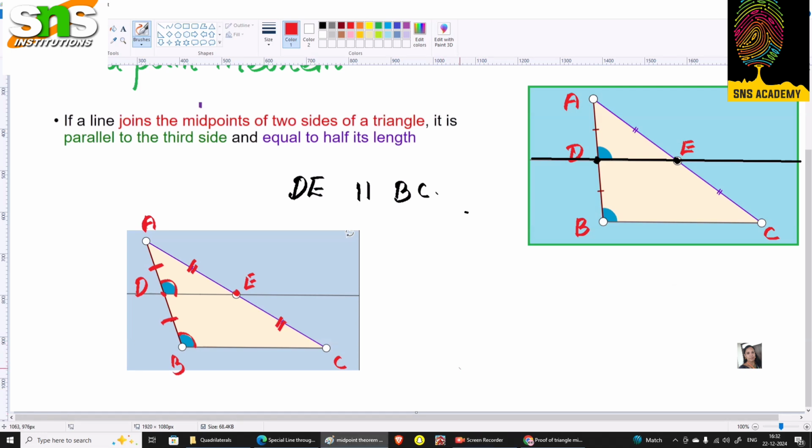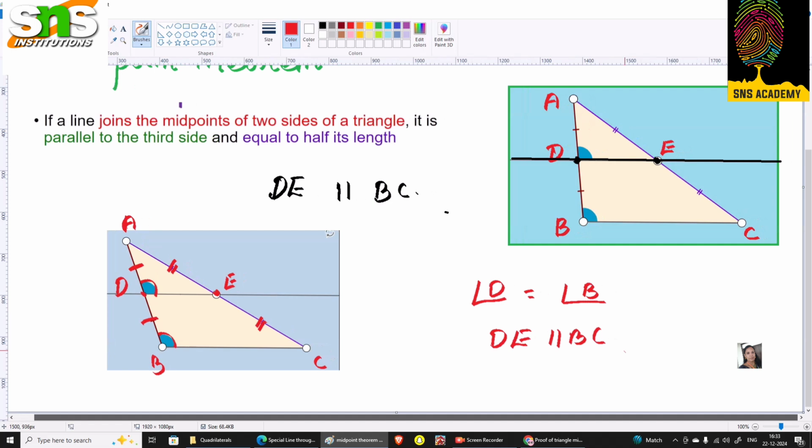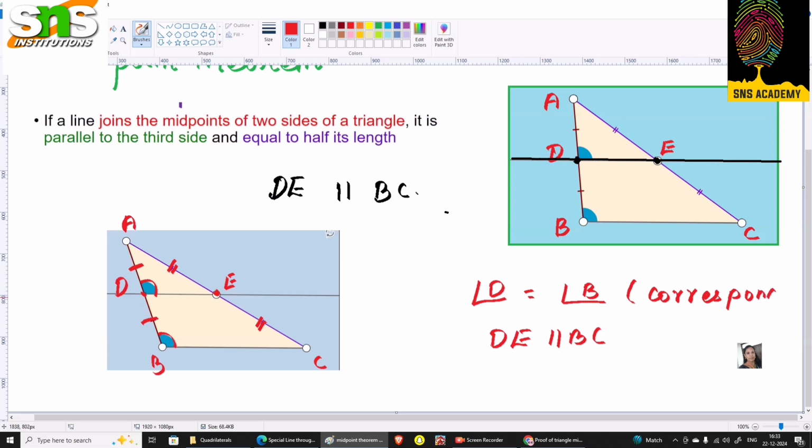The blue angle represents the position of the corresponding angle. So according to this picture, the corresponding angles are equal. So automatically angle D is equal to angle B. So automatically what is happening? DE is parallel to BC. Why? What is the reason? Here corresponding angles are equal. Corresponding angle position, these two angles are available.